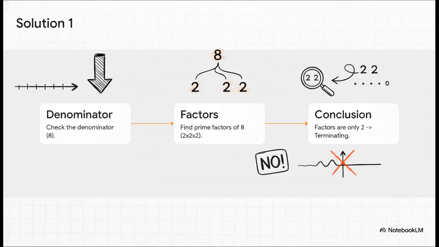Okay, let's see how you did. So, completely ignoring the numerator, we look strictly at the 8 down in the denominator. Prime factorizing 8 gives us 2 times 2 times 2. And because these factors are exclusively the number 2, our rule guarantees this is a terminating decimal. See? No long division required at all.